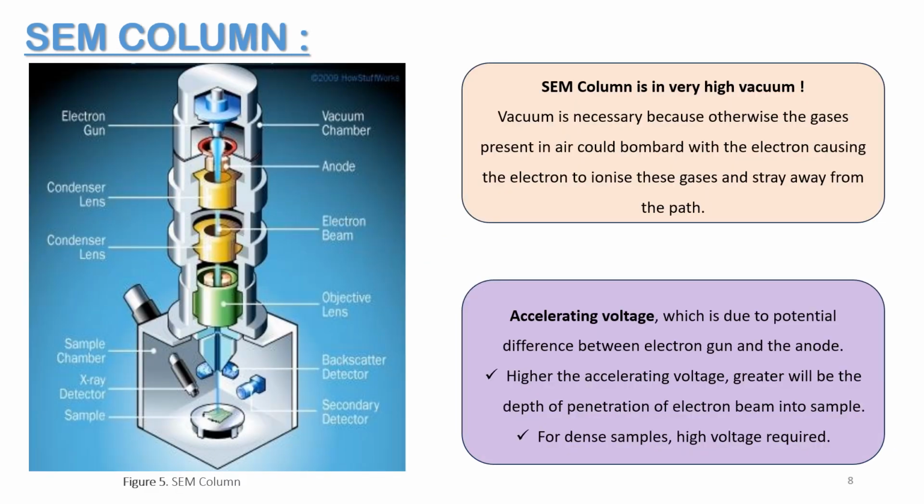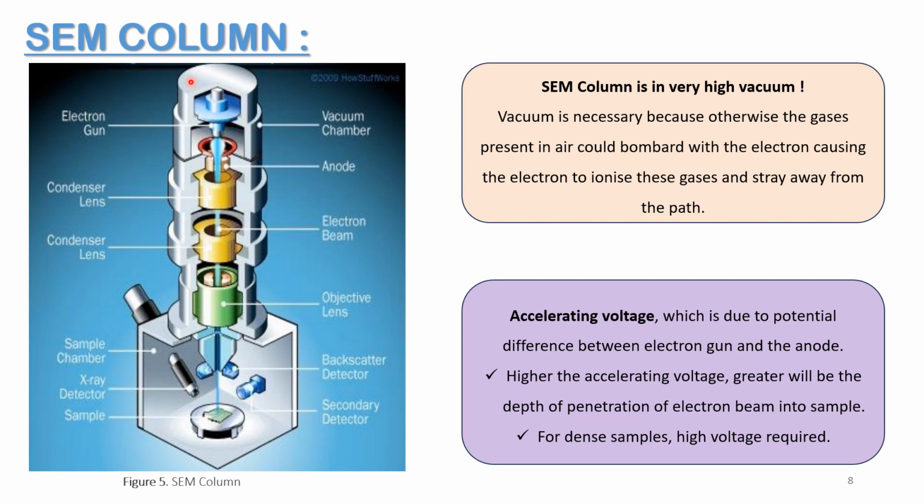Next, let's have a look at the SEM column. The SEM column includes the electron gun, anode, condenser lens, objective lens, and the sample chamber. However, the electron gun, condenser lens, objective lens and anode are kept inside the vacuum chamber, and the sample chamber is kept outside the vacuum.